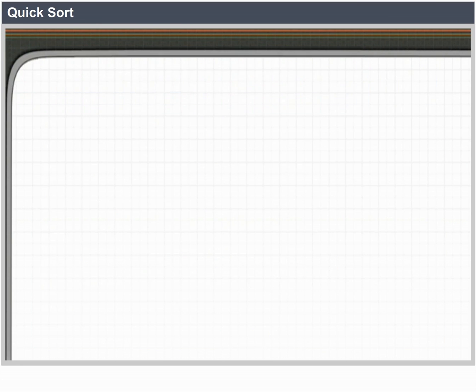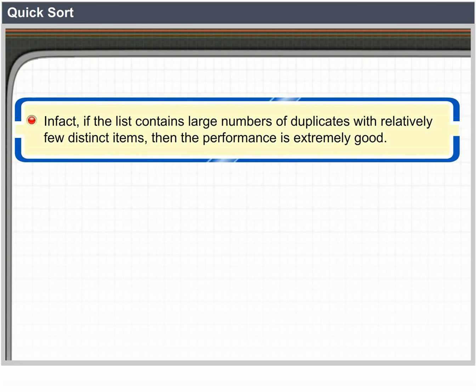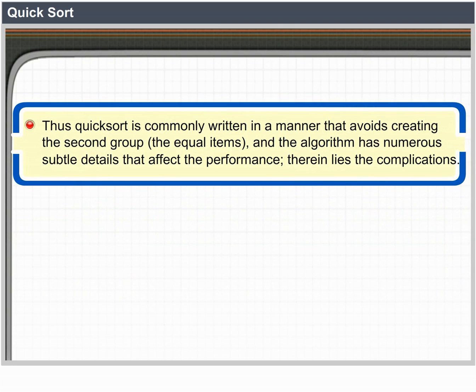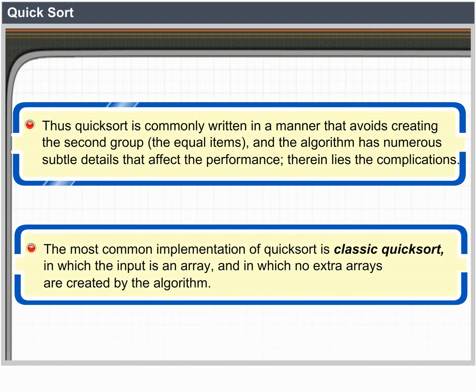In fact, if the list contains large numbers of duplicates with relatively few distinct items, then the performance is extremely good. In order to do better, we must avoid using significant extra memory and have inner loops that are clean. Thus, Quicksort is commonly written in a manner that avoids creating the second group, the equal items, and the algorithm has numerous subtle details that affect the performance. Therein lie the complications. The most common implementation of Quicksort is classic Quicksort, in which the input is an array and in which no extra arrays are created by the algorithm.